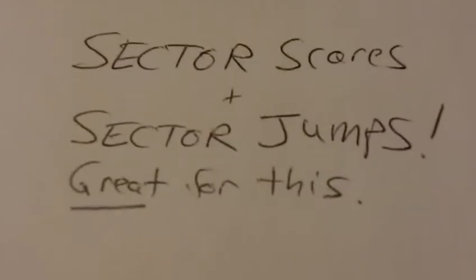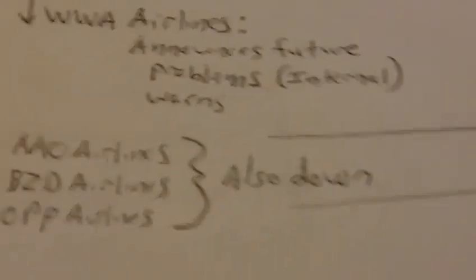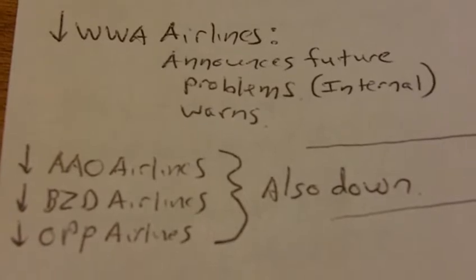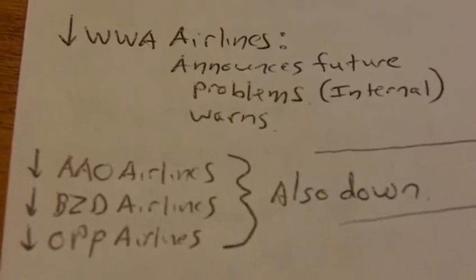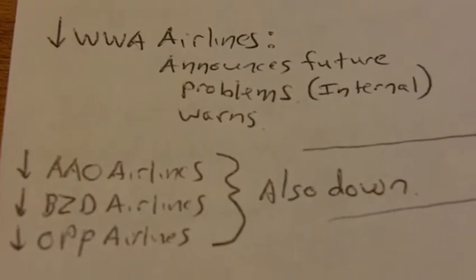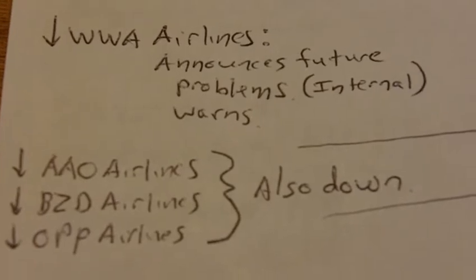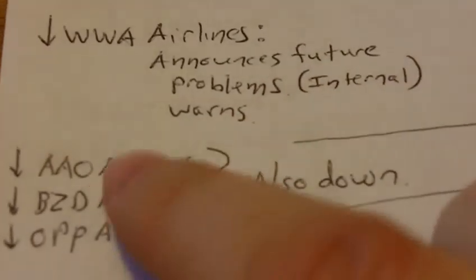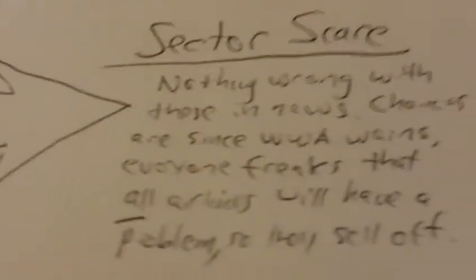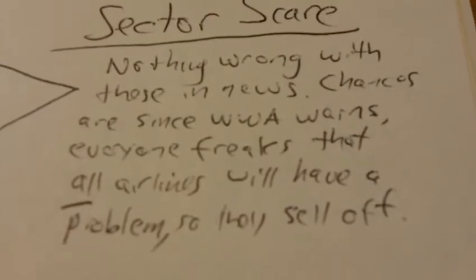Sector scares or sector jumps are great opportunities. So here's an example. WWA Airlines, a big airline in the industry, warns of large losses coming up, citing specific internal problems, not based on the industry, but their own airline. They may have just announced earnings and had a bad announcement. In corresponding news, AAO Airlines, BZD and OPP Airlines are also down for the day. All right, that's a sector scare. That's an emotional overreaction. People assume that the other airlines are going to have a problem too just because one of them announced something bad.